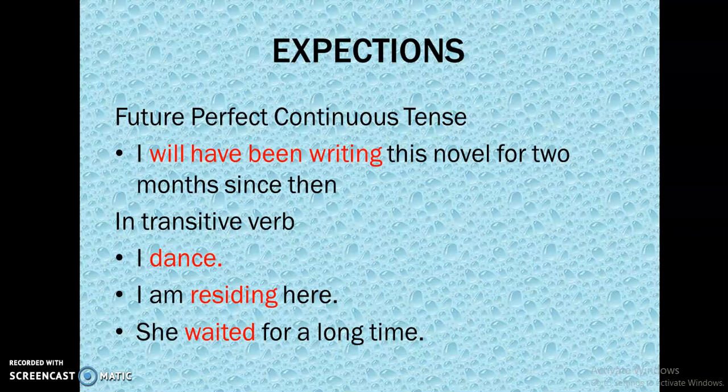Hope you have a clear idea about the active voice and passive voice, how you have to convert them, and what are the exceptions which do not have passive forms. Now you try out with your own examples.